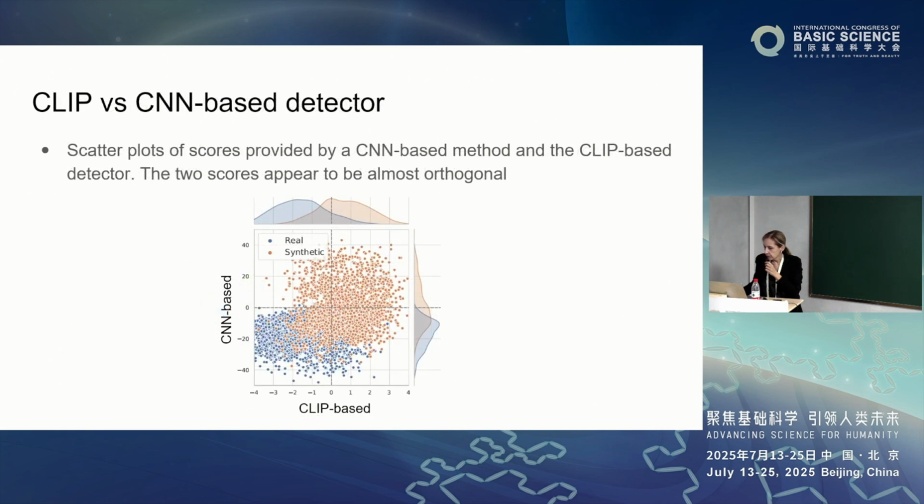So we did a comparison with the convolutional neural networks in terms of the scores, and we noted that the scores appeared to be almost orthogonal between the two, which means that we're extracting different types of information. So it was important to consider both of them, and indeed some of the most recent solutions try to take the best of these two worlds, the CLIP-based methods and the older convolutional neural networks.